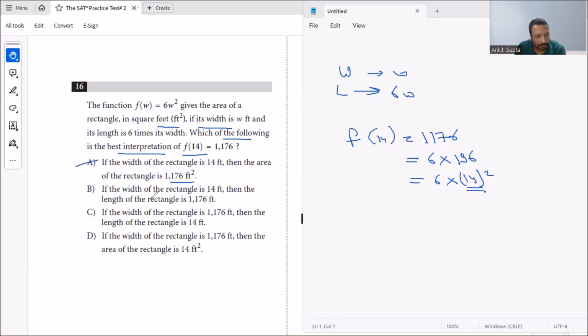If the width of the rectangle is 14 feet, then the length of the rectangle is this, which is wrong. If the width of the rectangle is 1176, which is wrong. If the width of the rectangle is 1176, which is also wrong, right? So answer will be option number A. If the width of the rectangle is 14 feet, then the area of the rectangle is 1176 feet square.